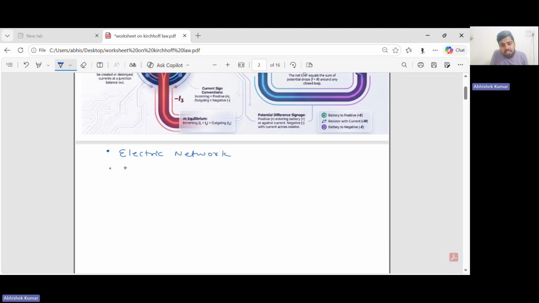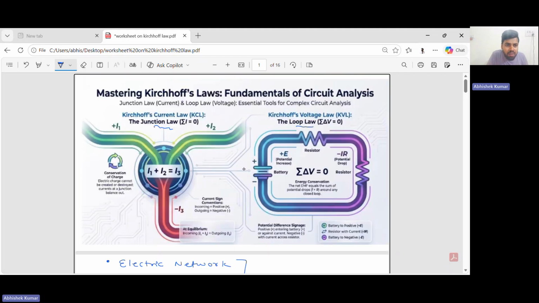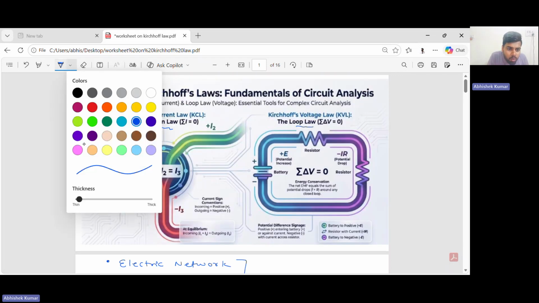Second, we see the junction, the point where all the currents meet. The third point is the loop, the electric loop. And the fourth thing we observe is the branch. If you understand these four terms in Kirchhoff's law, network, junction, loop, and branch, then understand everything one by one.